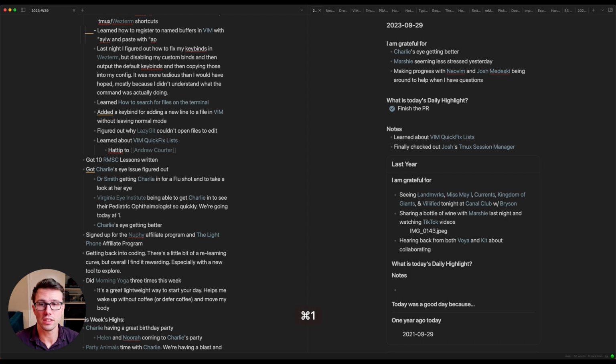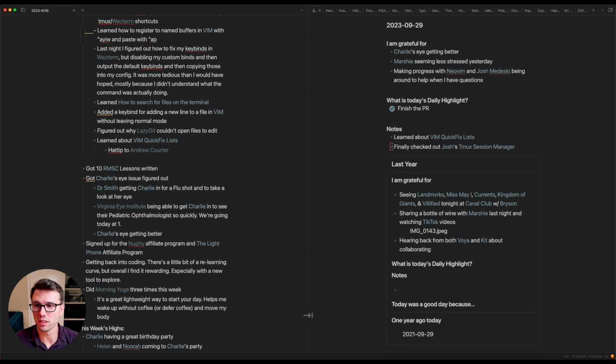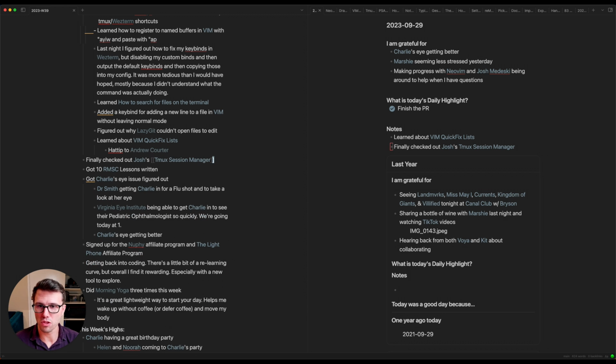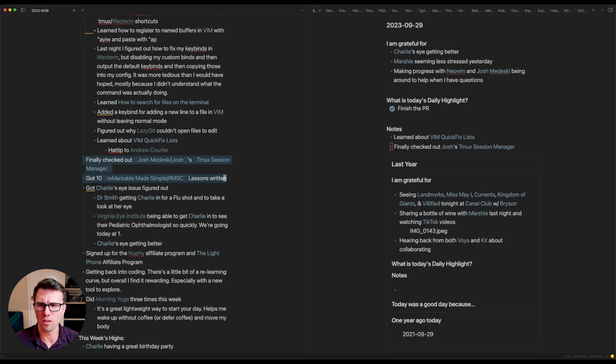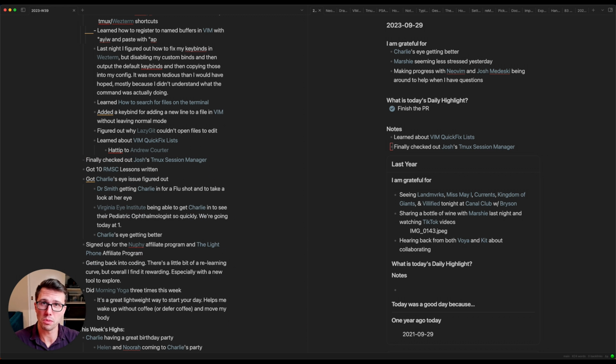Oh, and I checked out Josh's TMUX session manager, which is really good. Really, really like it. Gives me a lot of what I liked about Sublime's project management, where you can switch between projects easily. You can do that with TMUX session manager.